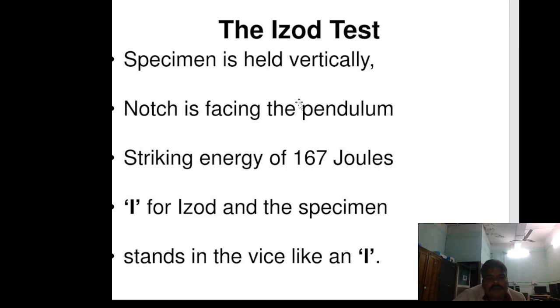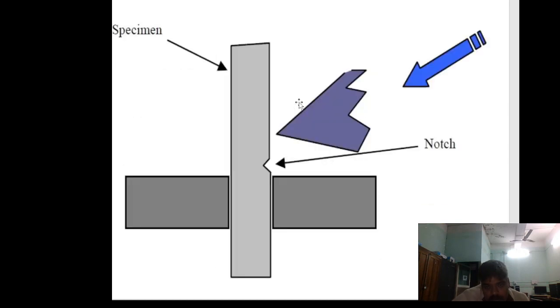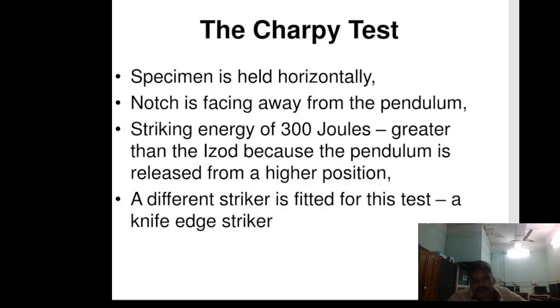The Izod test specimen is held vertically, the notch facing the pendulum, with a striking energy of 167 joules. I for Izod, and the specimen stands in the vise like an I. This is the specimen. Here the hammer strikes. This is a notch, where due to stress concentration the material will break.